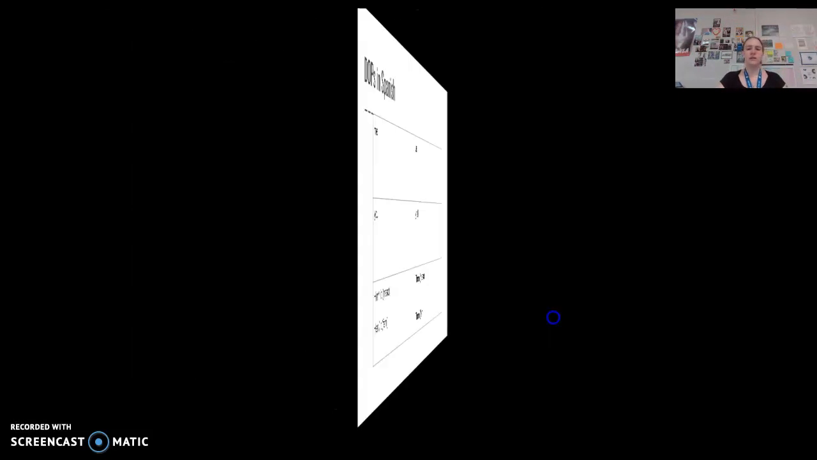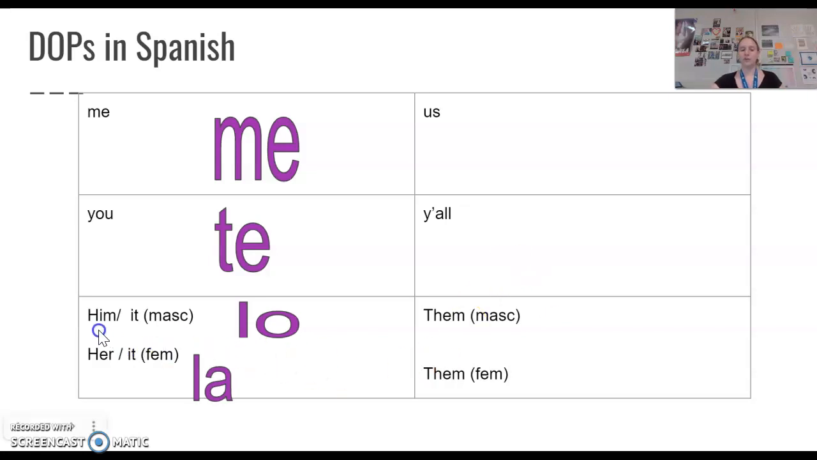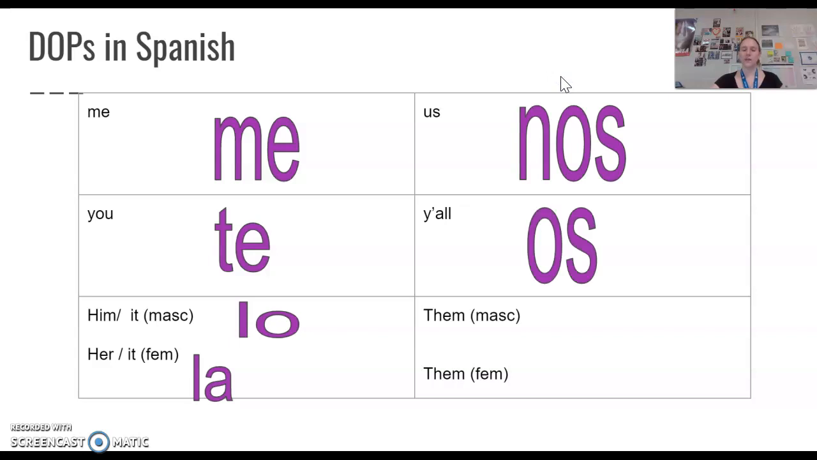Your DOPs are me, te, lo, la. So if it's her, or it's an "it" that is feminine, like la abuela, the grandmother, it's going to be la. If it's him or an "it" that's masculine, like a lápiz, like I have it, it becomes lo. For us, it's nos. For y'all, it's os. And for them, a masculine them, it's los. For a feminine them, it's las.